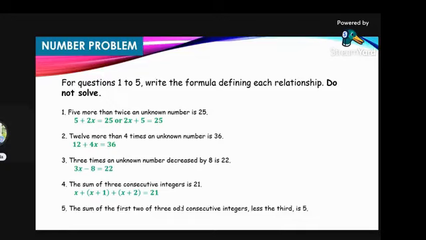Okay, let's reveal the answer. So, if our first odd integer is x, to get the second odd integer, you need to add 2. Then the third one would be added by 4 based on our first integer. So, the answer would be x plus 2. Then sabi dito, less the third. The third one is x plus 4. So, minus x plus 4 is 5, or is equal to 5.